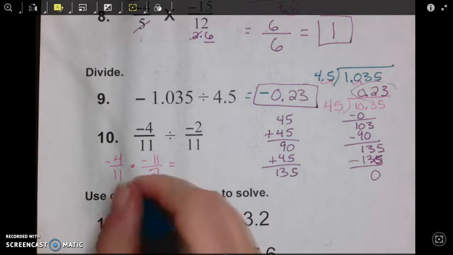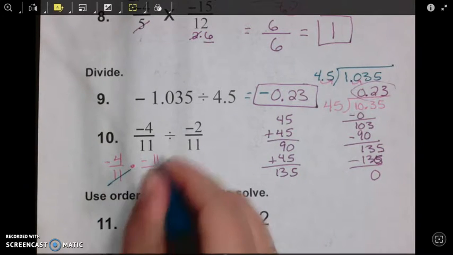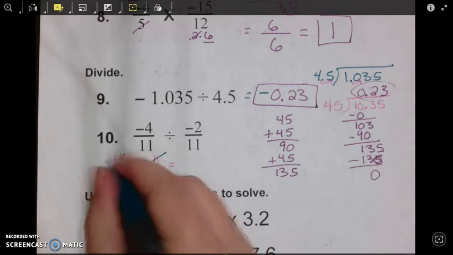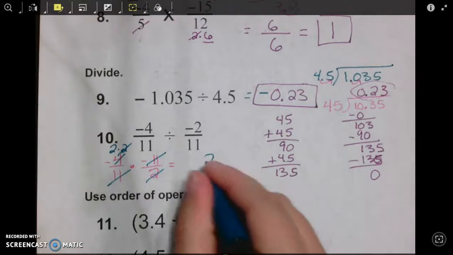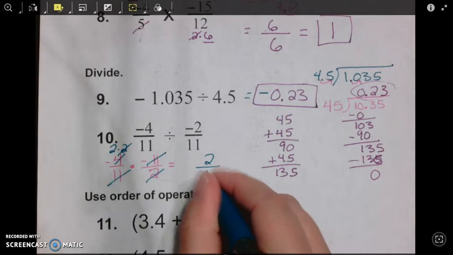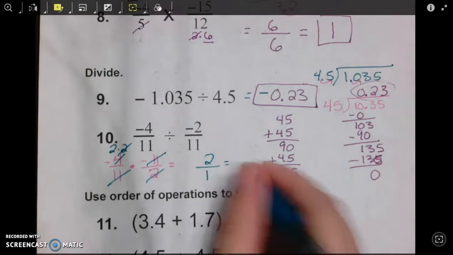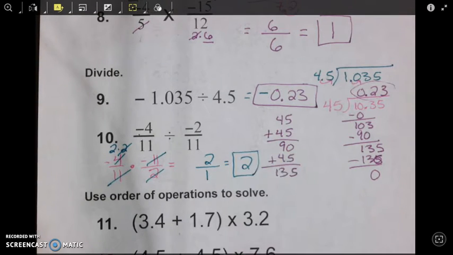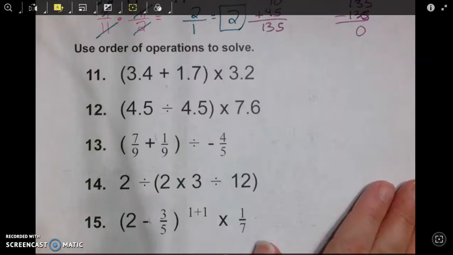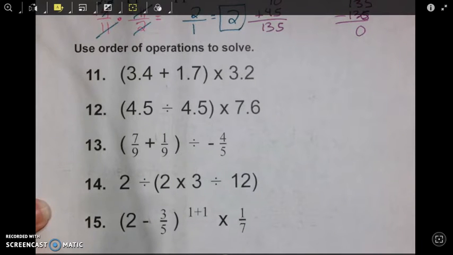Alright. Now we have a lot of bam bam rules going on. These 11s cancel out. This 2 cancels out with one of those 2s. So I'm left with just a 2 on the top. There's nothing on the bottom, so you can put a 1. And 2 divided by 1 is really just 2. A negative divided by negative is a positive. Positive 2.